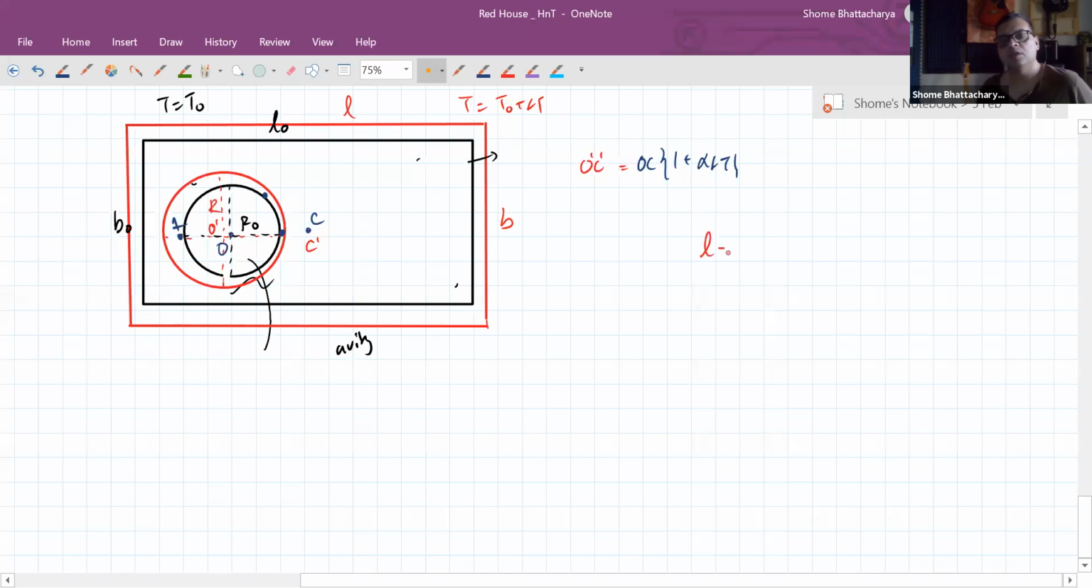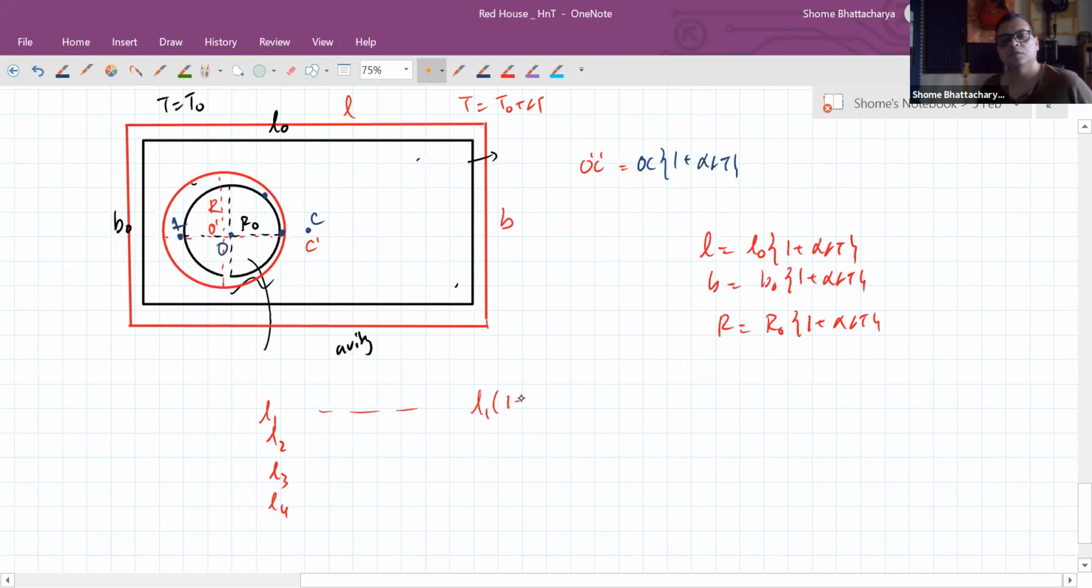Okay, so L would have become L naught 1 plus alpha delta T. B would have become B naught 1 plus alpha delta T. But the radius also will expand according to the same principle. Okay, and all those quantities L1, L2, L3, etc. we had seen over there, they will all expand according to that principle. And so on and so forth.